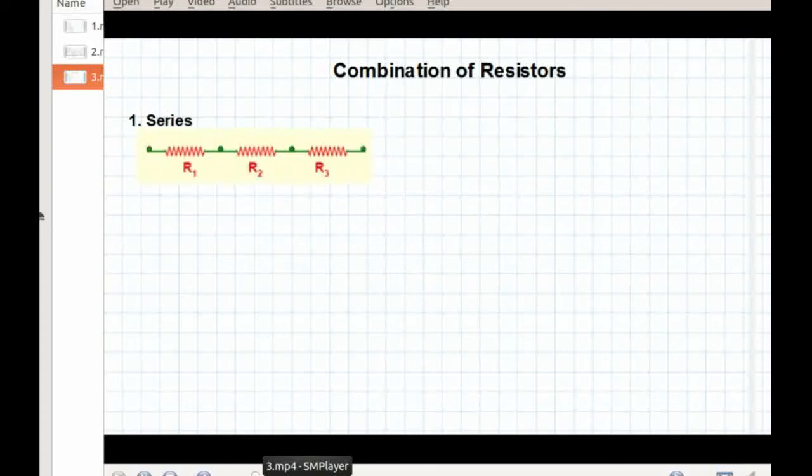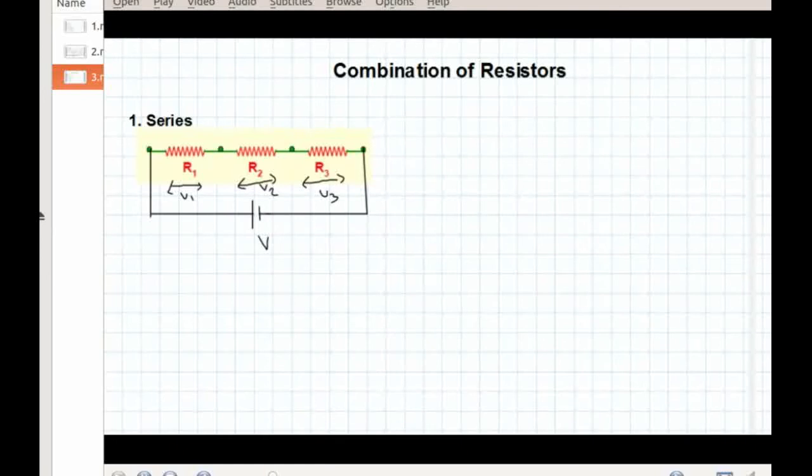The first mode of connection is a series connection. So this is how resistors are connected in series. This represents the symbol of a resistance. You might have learned this in your elementary class. So here there are three resistors, say R1, R2 and R3, which are in series. Now these are connected to a cell. So when the three resistors are connected to a cell having a potential V, what will be the effective resistance? When it is connected to three resistors in series, there will be different voltage coming across each resistor.